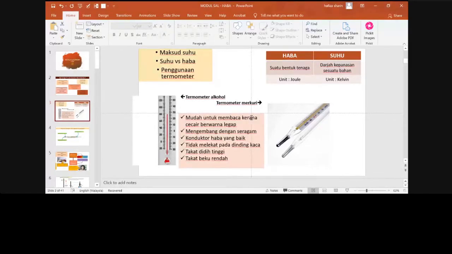Alright, next is because mercury and alcohol are good conductors, so they are good heat conductors. Otherwise, with poor heat conductors, it's gonna take a long time for you to take your temperature. And then next is tidak melekat pada dinding kaca, so when it expands, it won't stick to the capillaries. And then kita ada takat didih tinggi dan takat beku rendah. So that's the basics about the usage of mercury and alcohol.